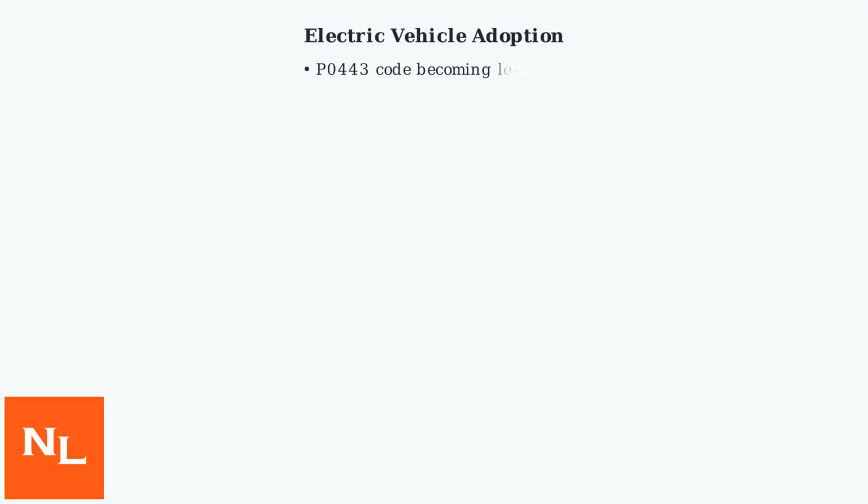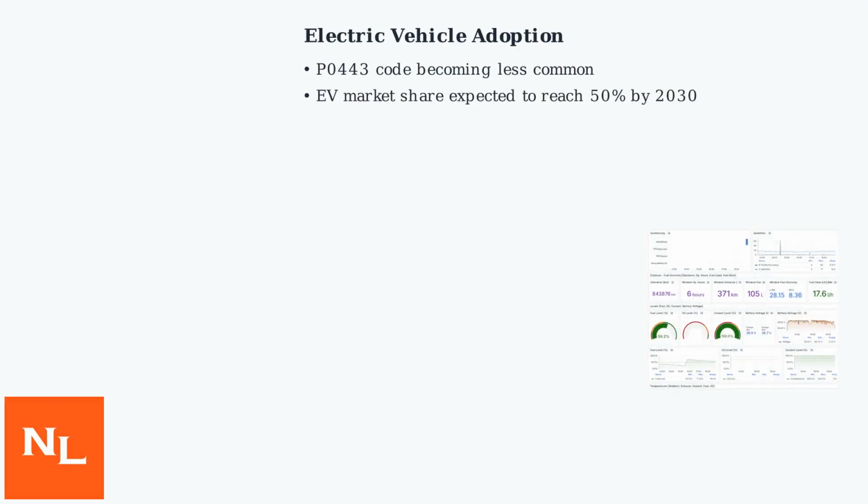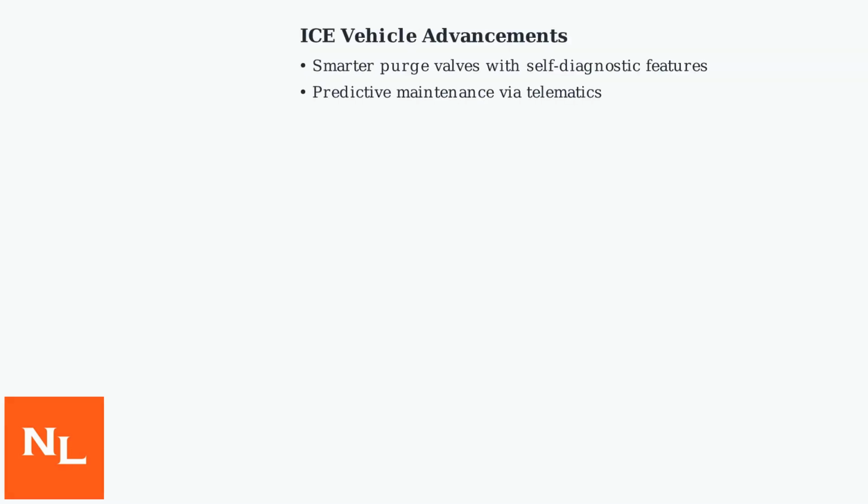As electric vehicle adoption continues to grow, the P0443 code will become significantly less prevalent since EVs lack traditional fuel systems. Market forecasts predict EV market share could reach 50% in major markets by 2030, reducing the overall incidence of EVAP-related issues. For internal combustion engine vehicles that remain, expect advancements in EVAP components.